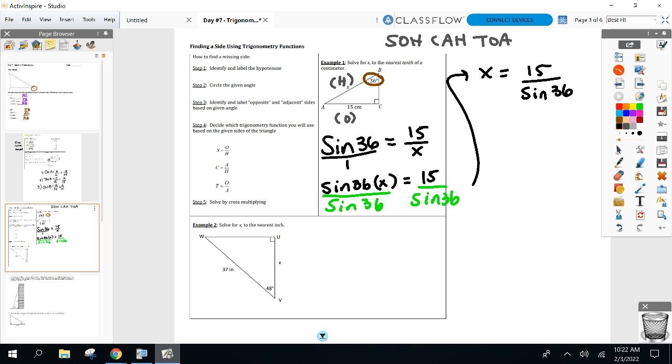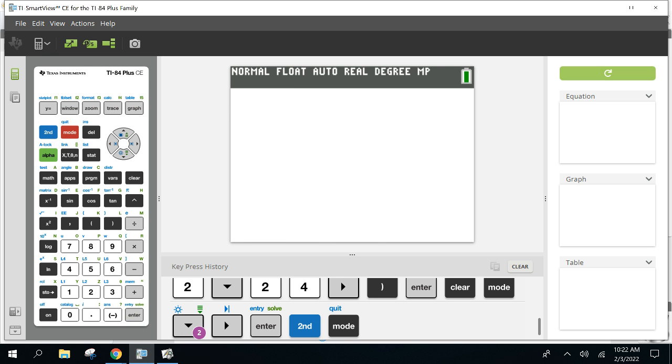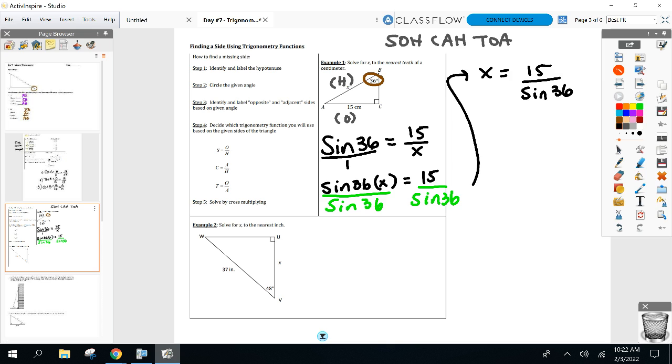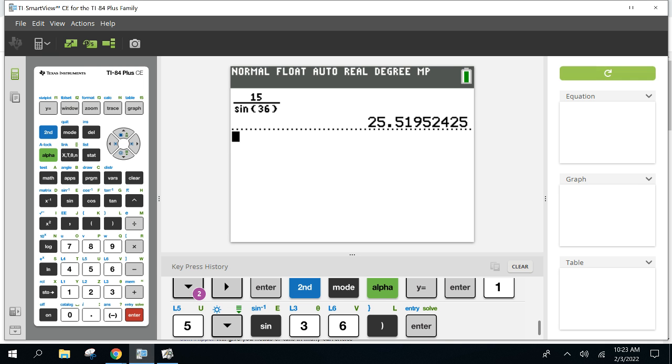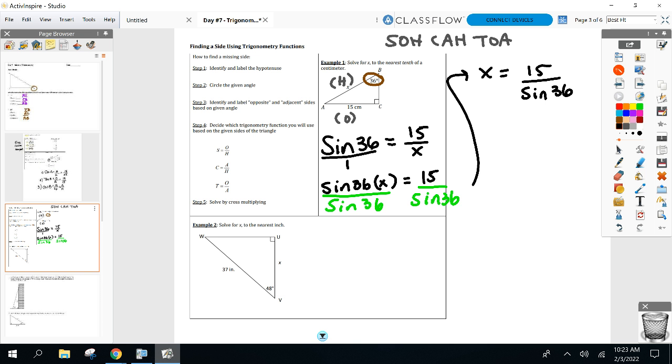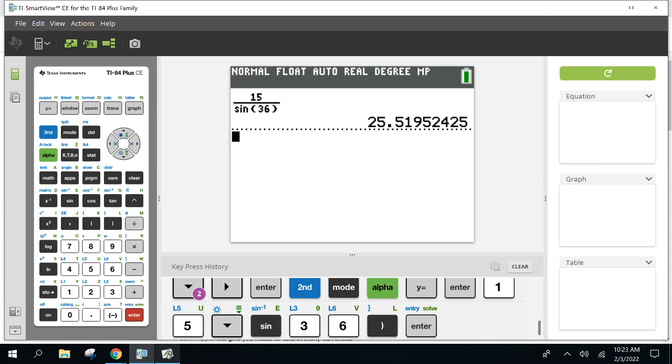Now I'm going to type this into my calculator. Maybe some of you have figured out where the buttons are. I get a fraction template out. On top, I put 15. On the bottom, take a look at this nice group of three here. Look familiar? Sine, cosine, tangent. That's where we're going. Sine, and now you have to put in the angle, 36. Enter, and then please pay attention to your rounding directions. So that side length will be, nearest tenth, 25.5.